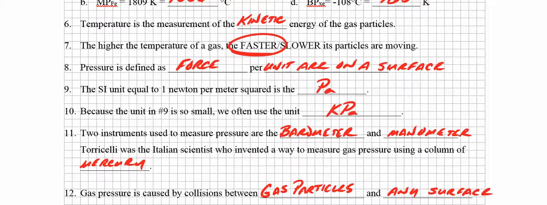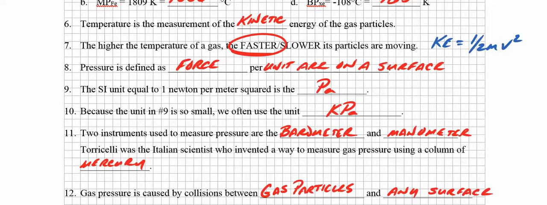There is a formula, by the way, that you will learn next year in physics, and it's this one right here. Kinetic energy is equal to 1/2 the mass, obviously very small for particles of gas, times the velocity squared. So again, the faster the velocity, the greater the kinetic energy.